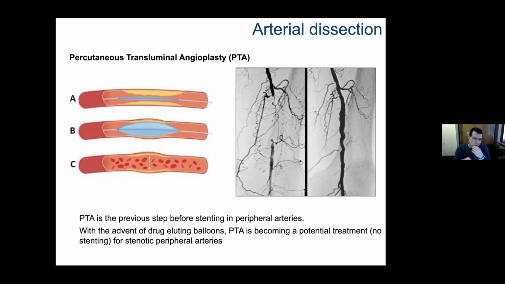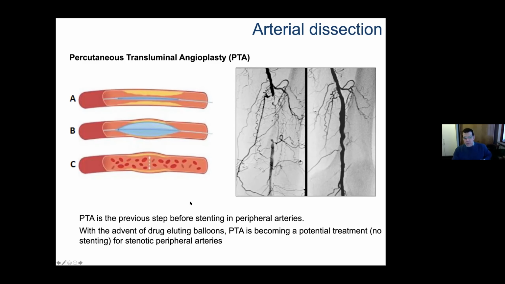Usually in coronary arteries, the PTA is applied with the stent itself. This is why it has been mostly applied to femoral arteries. The problem that I'm about to describe is related to this problematic in the SFA. With the advent of drug-eluting balloons, PTA is becoming a potential treatment for stenotic peripheral arteries. So they avoid implanting the stent and do the PTA with the drug-eluting balloon to reestablish the flow, as you see on the right.